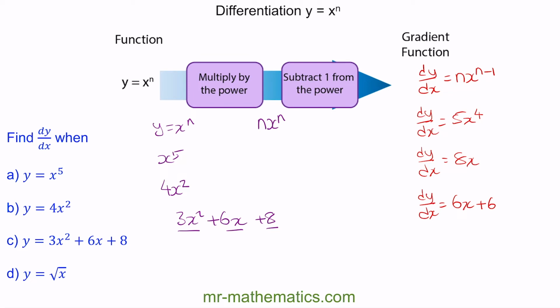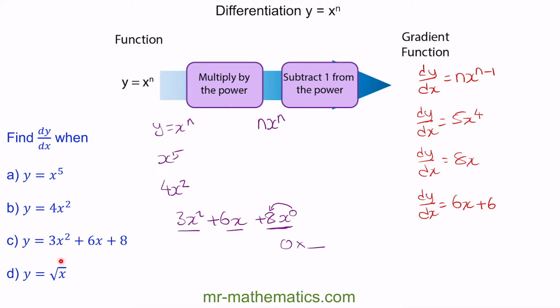And then for our next term, we have 8, which is the same as 8 times 1, or 8x to the 0. We multiply by the power. 8 times 0 is 0, and anything times 0 is 0. So this bit reduces to 0. So the gradient function is 6x plus 6.